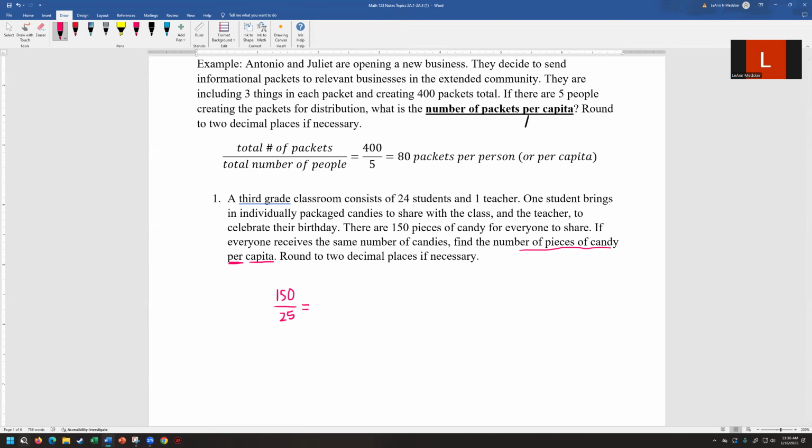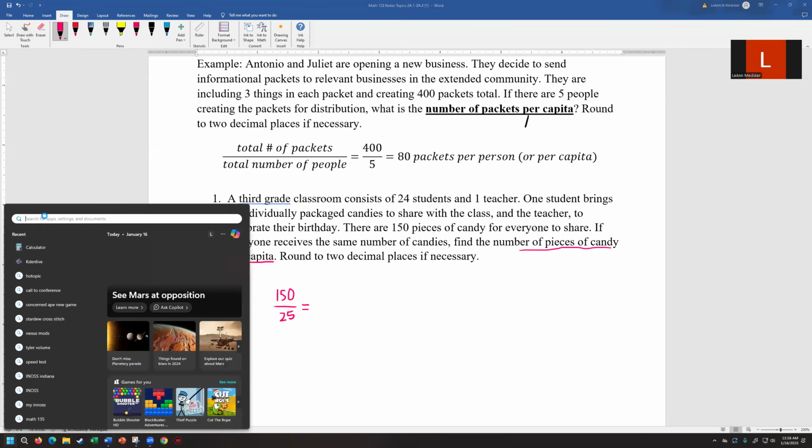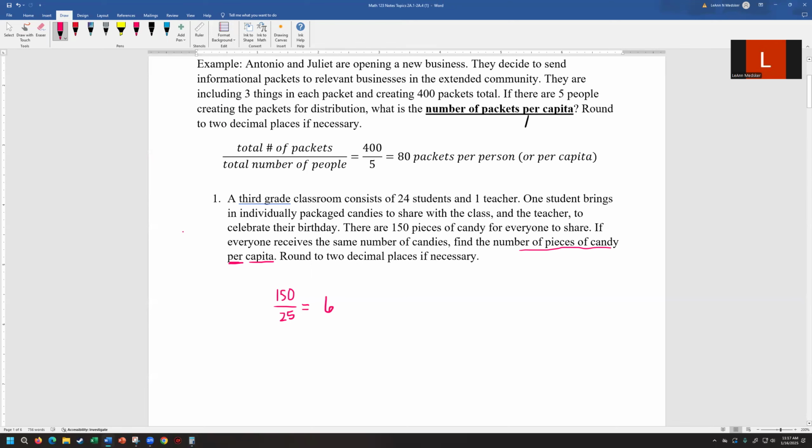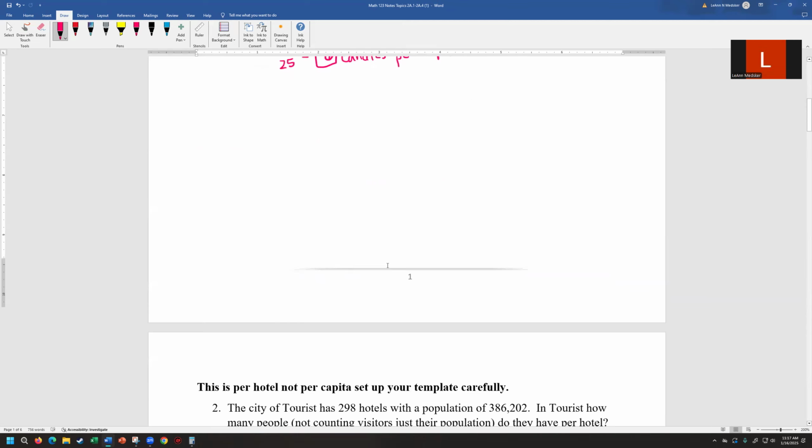Now, when we're reducing, remember, you're trying to get to, and they say, actually, we can go ahead and divide on this one, because if they give you rounding directions, you can go ahead and divide. If they say reduce to the lowest fraction, you need to find something that divides equally into both top and bottom. This ends up working out evenly, so we don't even have to worry about rounding to 2 decimals. So it'd be 6 candies per person, or per capita. And you could write that either way. They both mean the same thing. And remember, on Newton, you would probably just be entering in the numerical part, the 6.